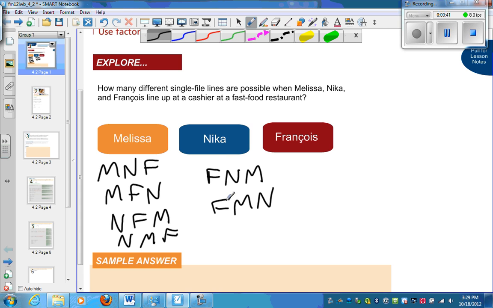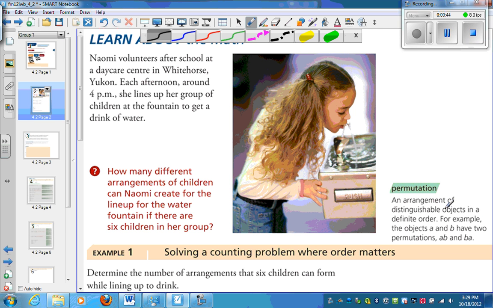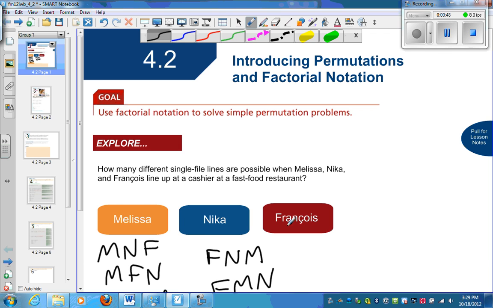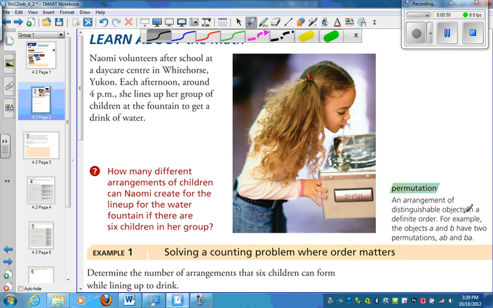So this is called a permutation. It's an arrangement of distinguishable objects. I'm assuming that Melissa, Nika, and Francois look different. They are distinguishable. For example, the objects A and B have 2 permutations, AB, then BA.